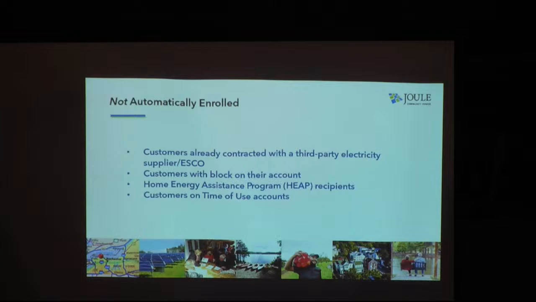Customers who have placed a block on their account. So that means they've called Central Hudson and they've said they want a block placed on their account. Technically speaking, they can also participate. They would have to remove the block on their account and then opt into the program. The next one, a home energy assistance program or HEAP recipients, are not considered eligible. And that's because they're already receiving a subsidized rate. Customers on time of use accounts are also considered not eligible. Technically speaking, again, they could opt out of that program and opt into this program.